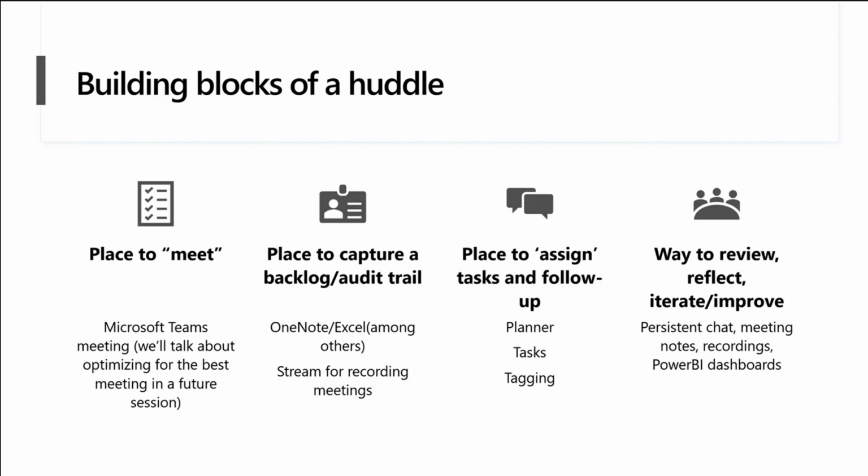And then as far as recording for auditing, people tend to record their meetings as you would a typical Teams meeting. You need a place to assign tasks and follow up. What we have out of the box, as most of you know, is capabilities for Planner, tasks, and tagging. And tagging could be role-based. So how do you bring that together in a way that flows, in a way that's seamless? That's something we'll try to talk about.